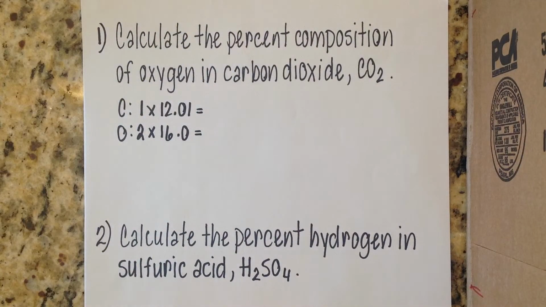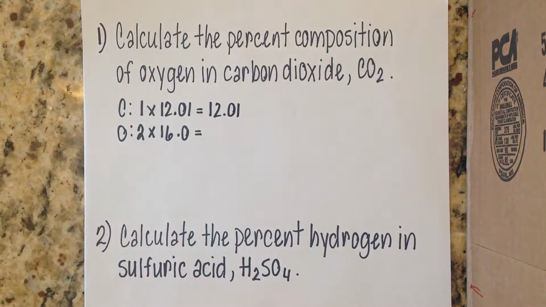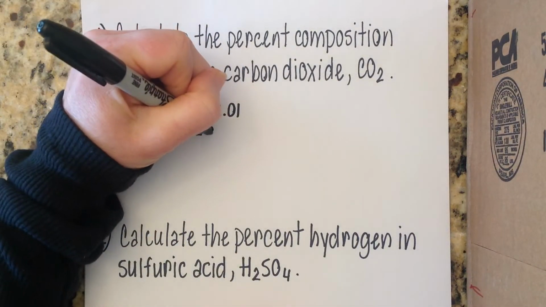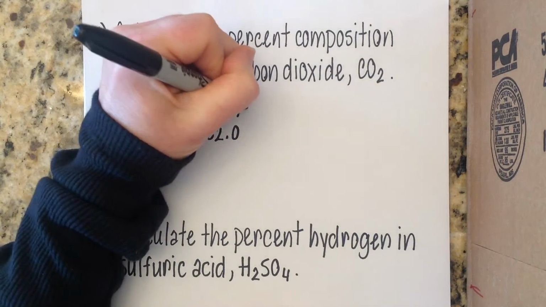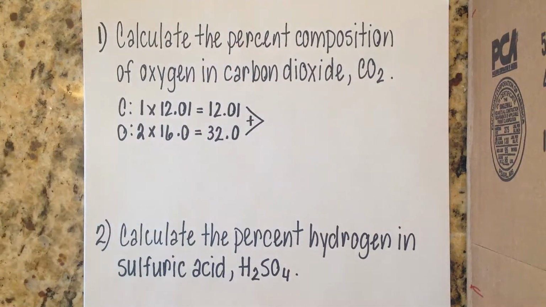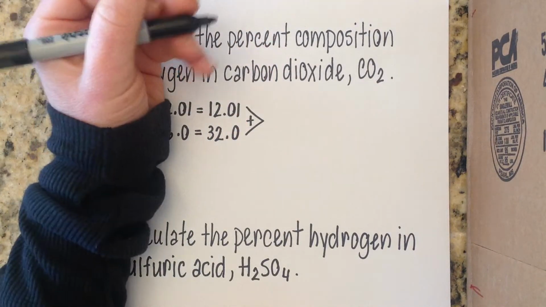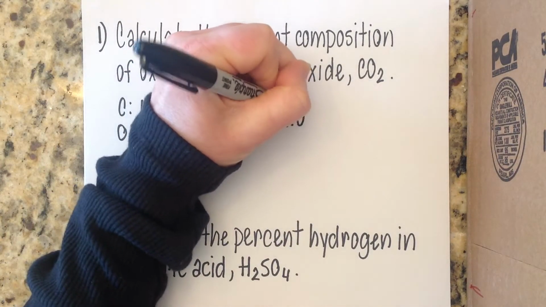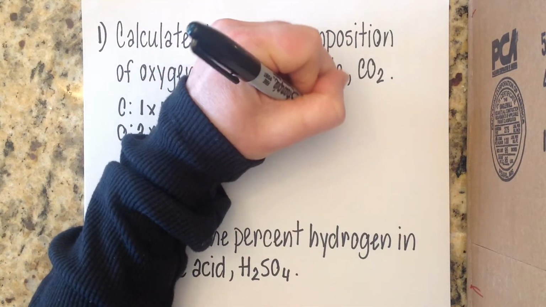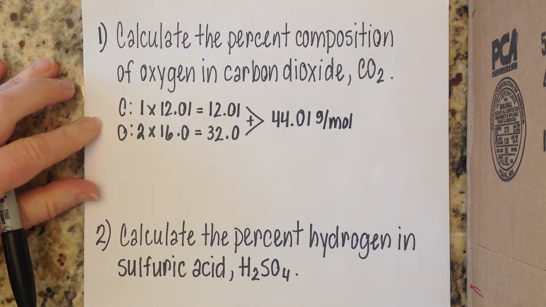1 times 12.01 is just simply 12.01. And 2 times 16 is going to be 32.0. We're going to add those two numbers together. And when we add 12.01 plus 32.0, we are going to get the molar mass of carbon dioxide, which is 44.01 grams per mole. So essentially what I just did here was the molar mass lesson.